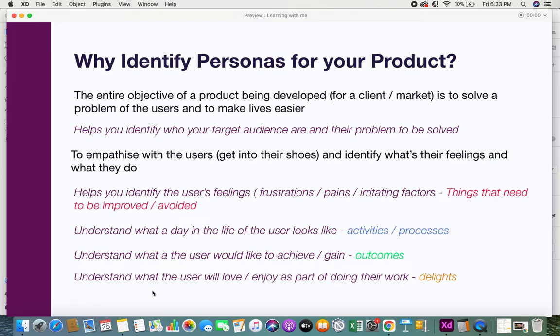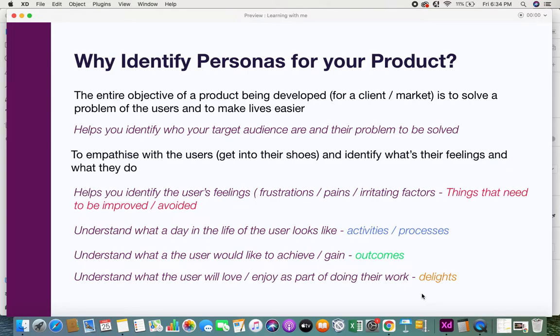The next one is to understand what the user will love or enjoy as part of doing their work. When doing their work, they would definitely have some things that would help them out. They would like some assistance, or something that would make their life easier. When you understand what would satisfy them, you tend to identify all the delights that your solution is supposed to provide, which would keep your customers happy and make them stick to your product. This is something you'll be able to identify when you identify your personas and start empathizing with them.